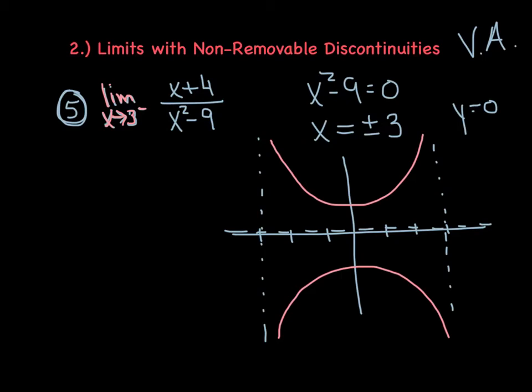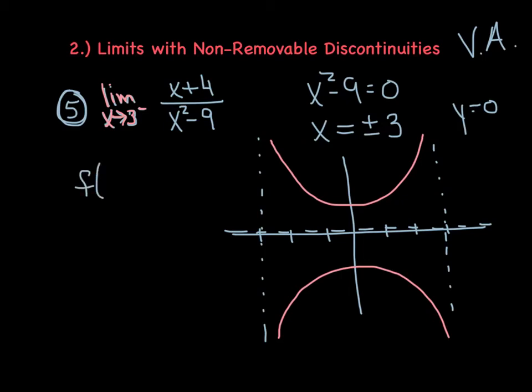Now, how do we decide which is which? What we're going to do is pick a random number that sits just to the left of 3, and I think x equals 2 would be a great candidate. By plugging in a positive 2 into this function right here, we're going to decide whether the graph is above or below that horizontal asymptote. So let's go ahead here.